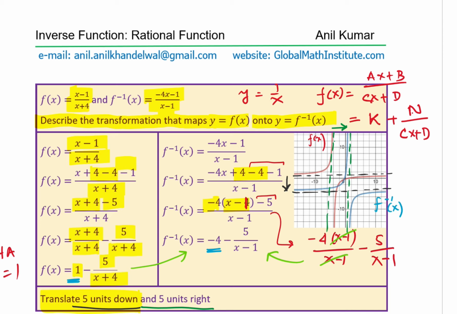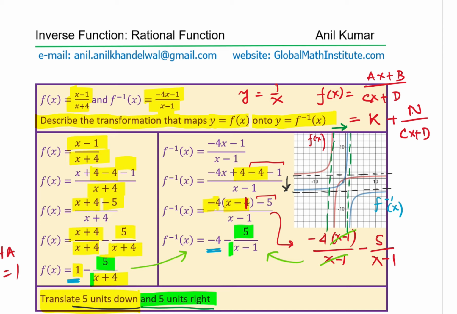As far as vertical stretch is concerned, the y values are the same, right? So the y values are the same. There is no vertical stretch. The horizontal stretch or compression is also the same in both cases. So the only transformation here is translate 5 units down and 5 units right. And that is how we can actually write down the transformations. You get an idea, right?